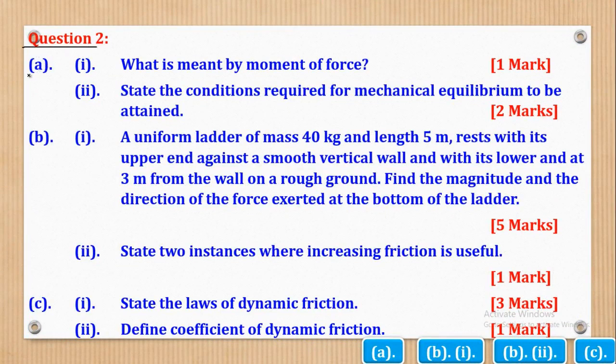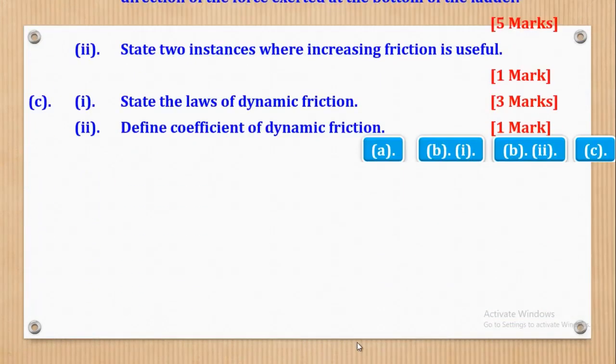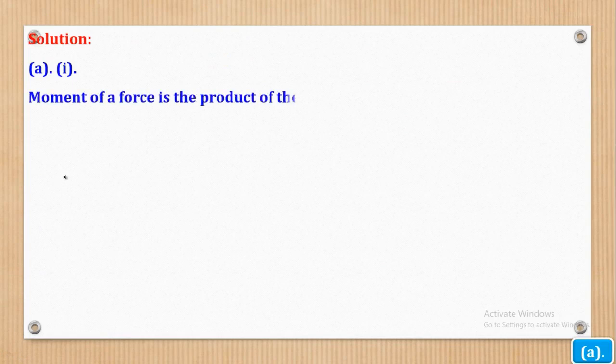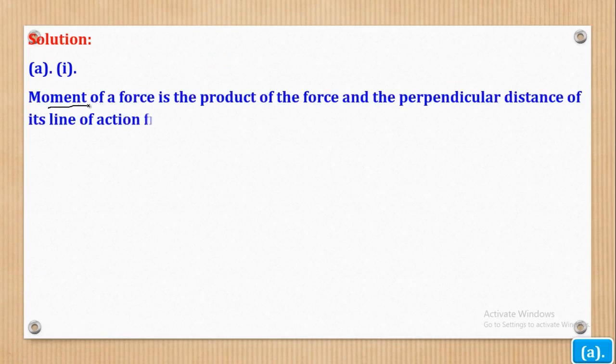Now we shall go to question 2. Part A, Roman 1 says, what is meant by moment of a force? So you have said that moment of a force is the product of the force and the perpendicular distance of its line of action from the pivot. As simple as that. So next we shall go to Roman 2.